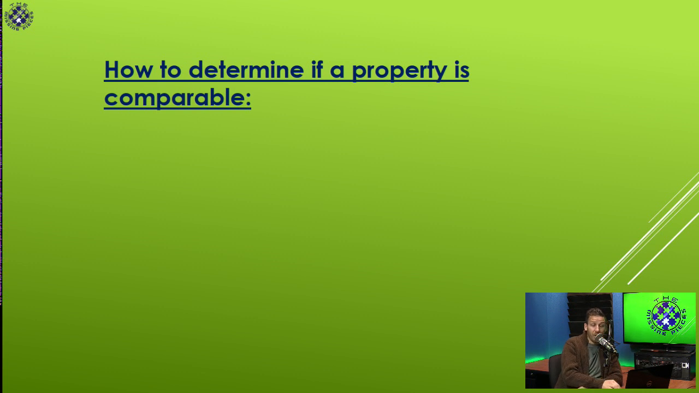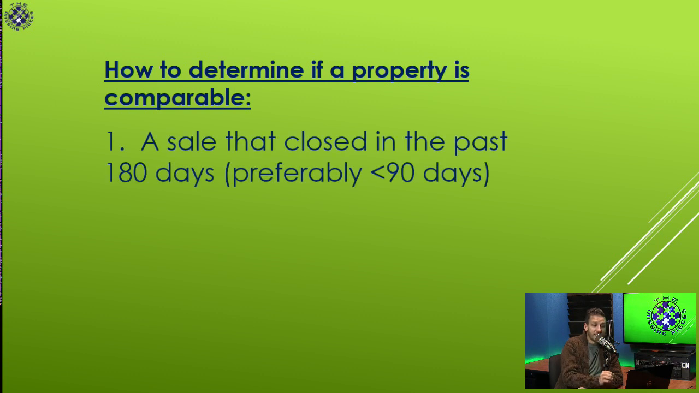Now, how do you determine if a property is comparable? Because a lot of people use different ways, and this is the way I use, and this is the way I want you to use, because it's what our program teaches. It has to be a sale that closed in the past 180 days, preferably in the last 90 days. The more recent, the better, because it's showing you what the current market conditions are doing. So a sale that closed in the past 180 days. And notice, it's a sale. It's not a listing. It's not a contingent sale or a pending sale. It's a closed sale. Everything else is a hope and a dream. A closed sale is a fact.